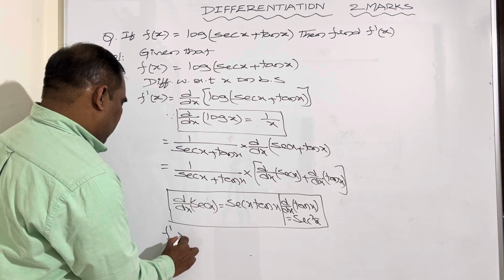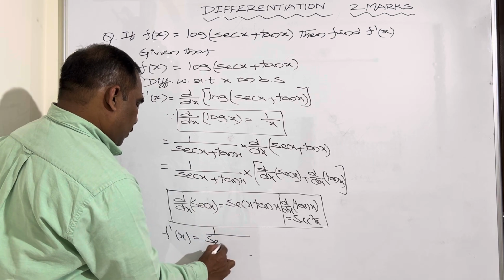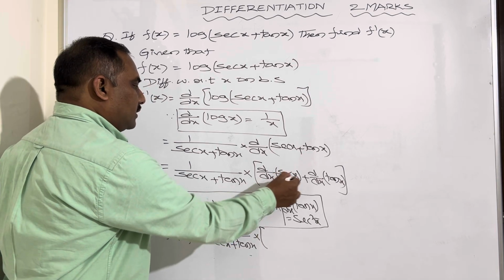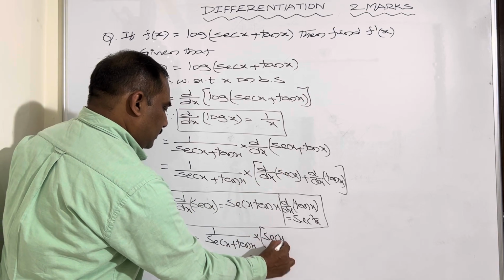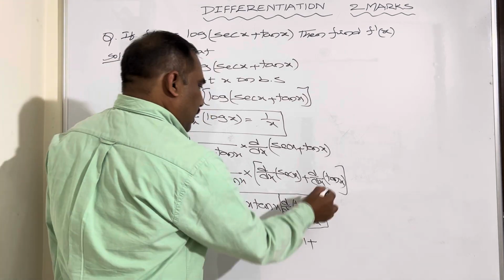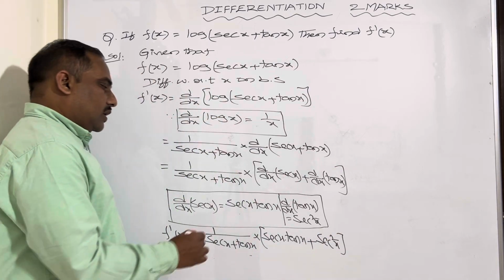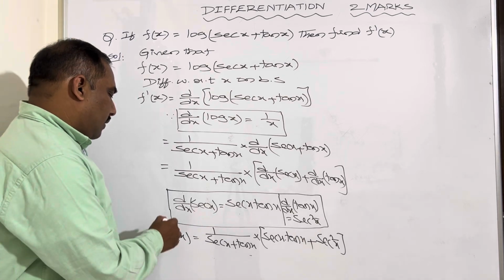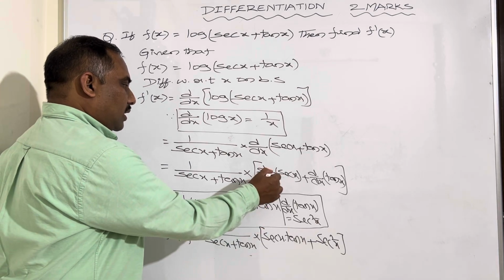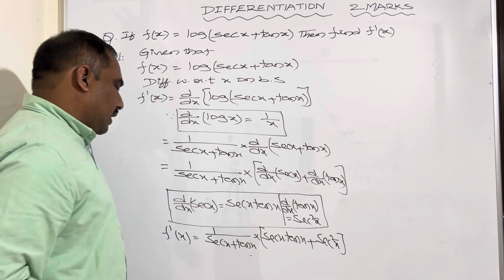So f dash of x is equal to 1 by secant x plus tan x into, within the bracket, the derivative of secant x, which is secant x into tan x, plus the derivative of tan x, which is secant square x.